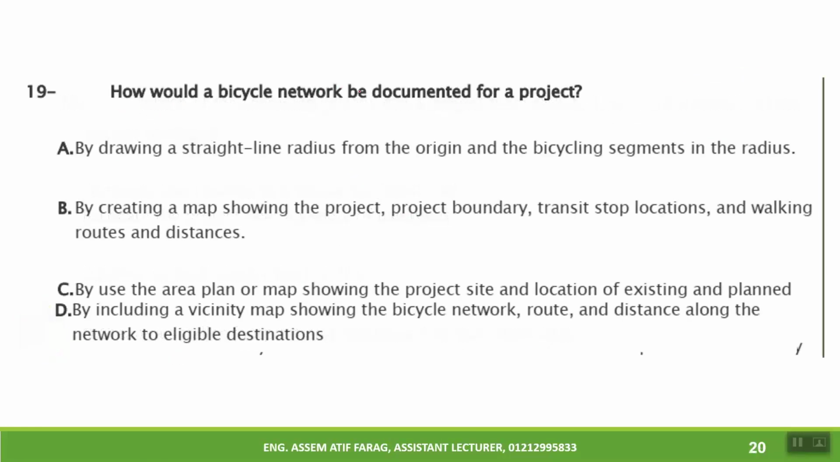How would a bicycle network be documented for a project? For option A, by drawing a straight line radius from the origin and the bicycle segments in the radius. A radius is not how bicycle networks are documented, so this option is wrong. For option B, by creating a map showing the project and project boundary, stop transit location, and walking routes and distances. This is how access to quality transit is documented, so this is not how we document a bicycle network.